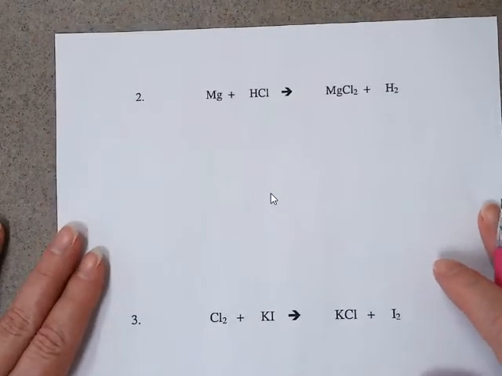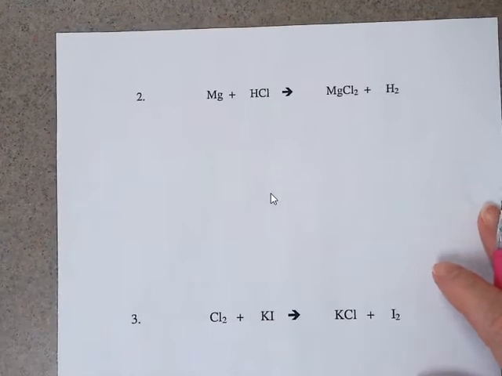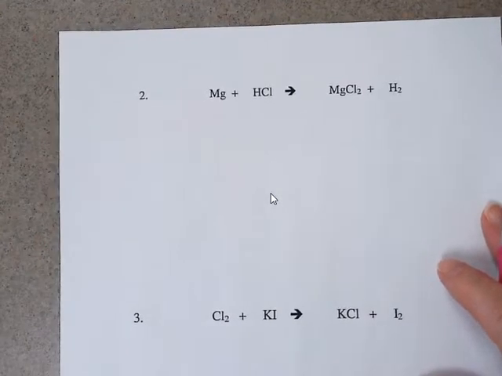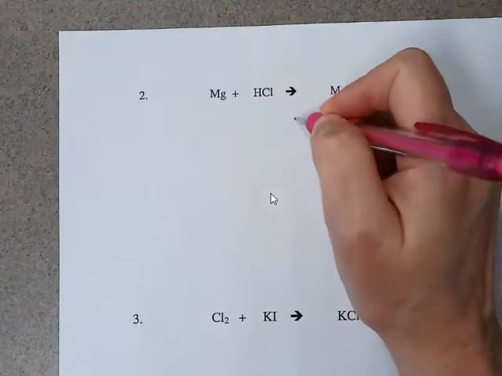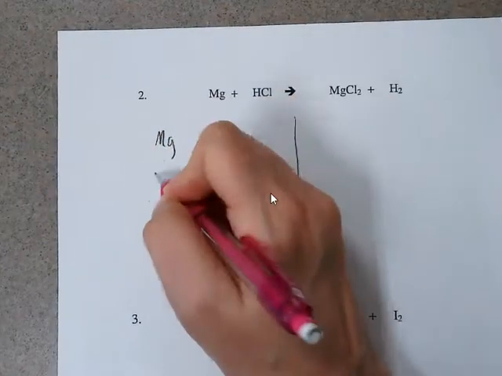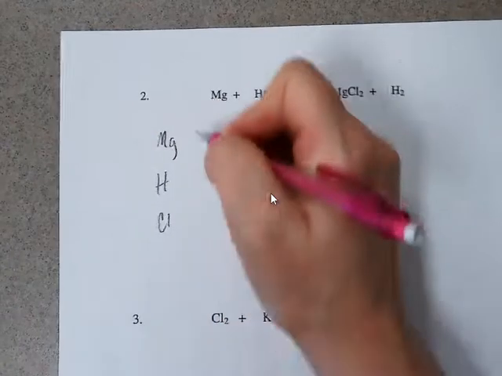All right, we're going to do some more balancing equations using coefficients. And I'm going to continue to do them the way I've been doing them, where I list the elements out and how many of each kind.